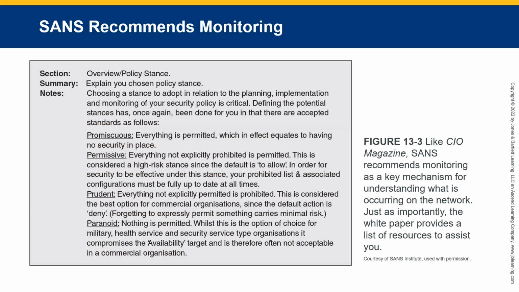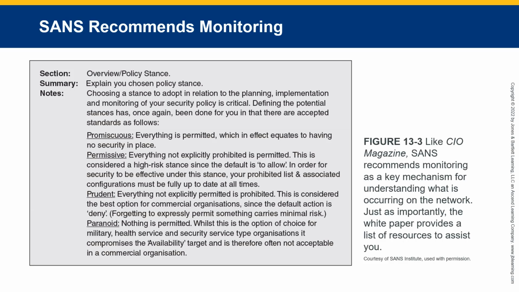Defining the potential stances has, once again, been done for you in that there are accepted standards as follows. Promiscuous: everything is permitted, which in effect equates to having no security in place. Permissive: everything not explicitly prohibited is permitted. This is considered a high-risk stance since the default is to allow. In order for security to be effective under this stance, your prohibited list and associated configurations must be fully up to date at all times.